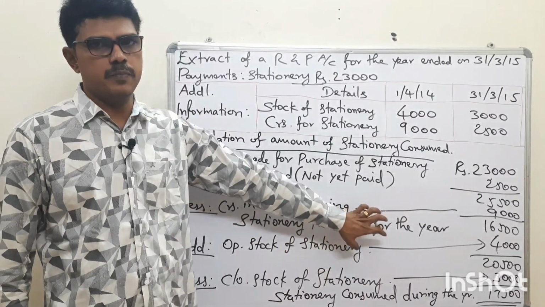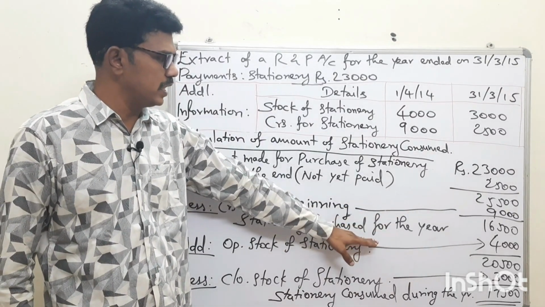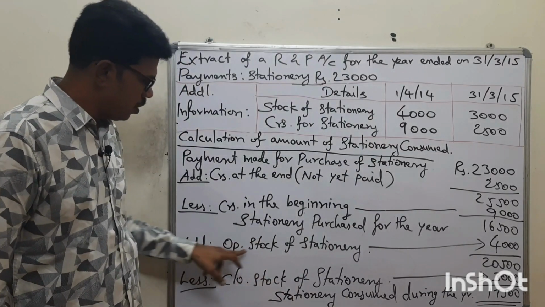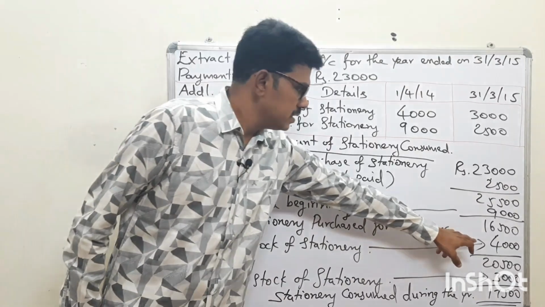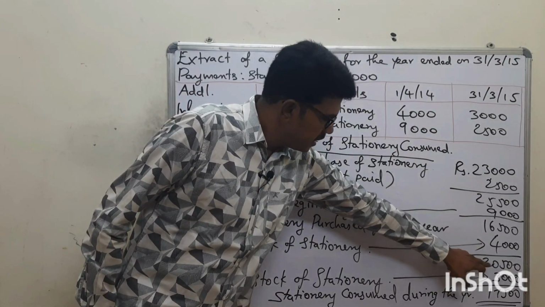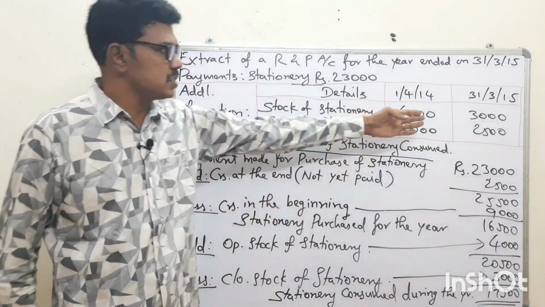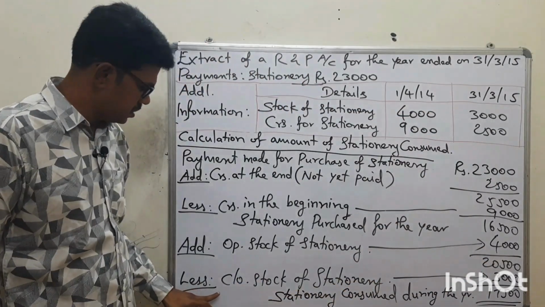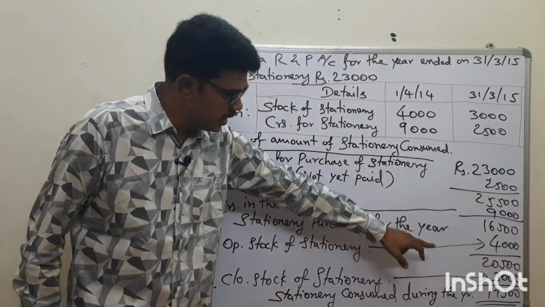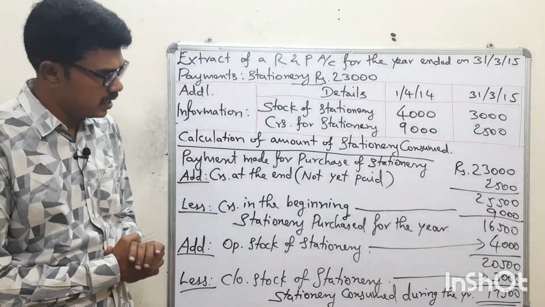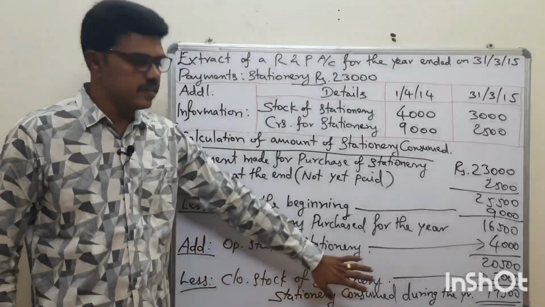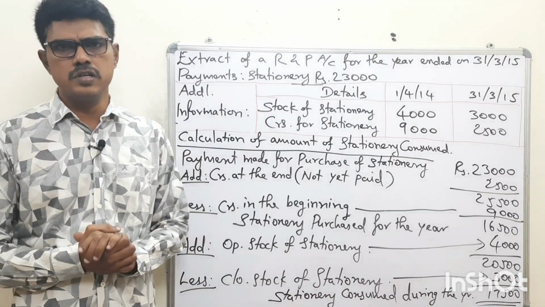After calculating the purchase value, we should add the opening stock of stationery to the purchase, which is 4,000 rupees. After adding this, we have 20,500. Then we should subtract the closing stock of stationery, which is 3,000. If we subtract 3,000 from 20,500, we get 17,500. This is the stationery consumed during the year, or stationery used during the year.